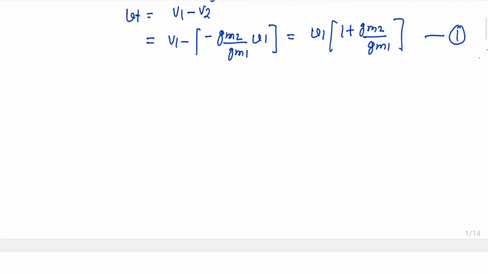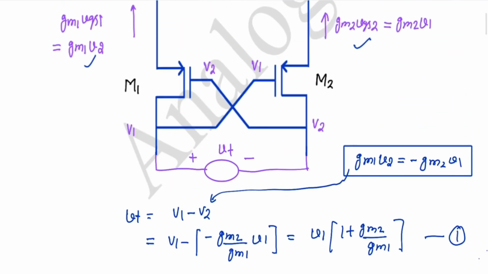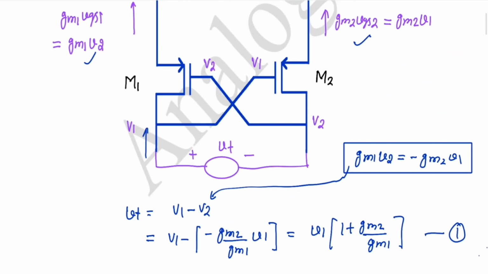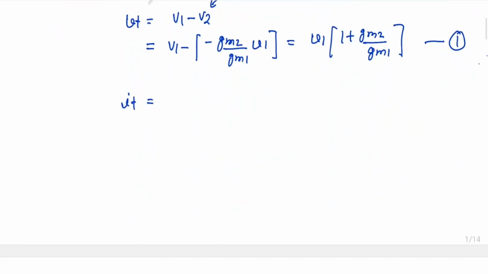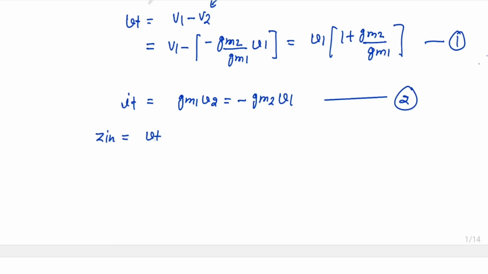Now we will see IT. IT is nothing but this current GM1 V2, or minus of minus GM2 V1. So IT will be GM1 V2 equal to minus GM2 V1. I am calling this equation 2. So for calculating input impedance, we will take the ratio of both, that will be VT by IT.